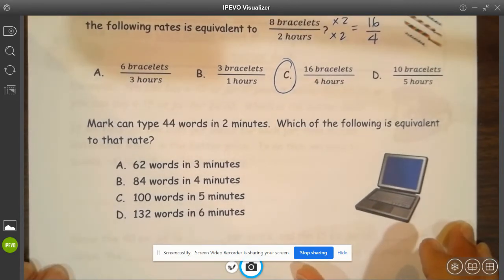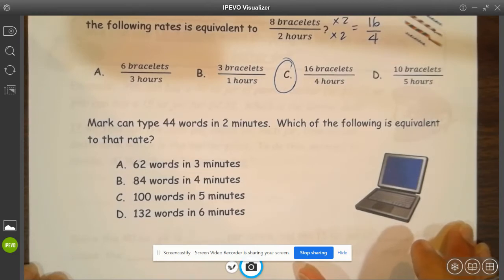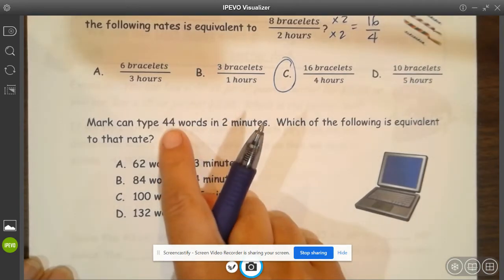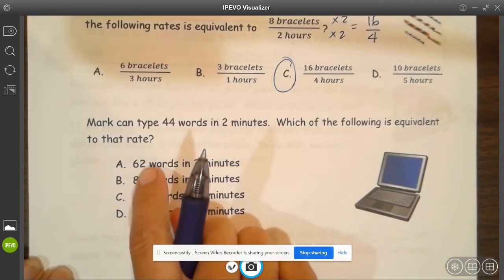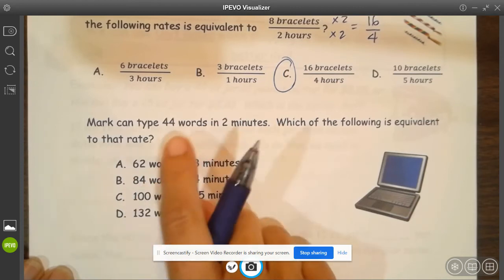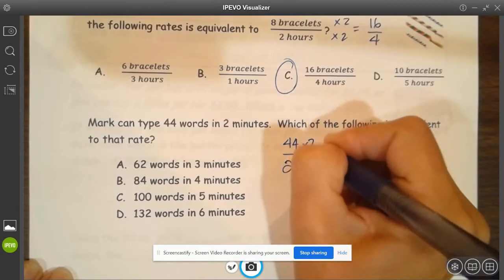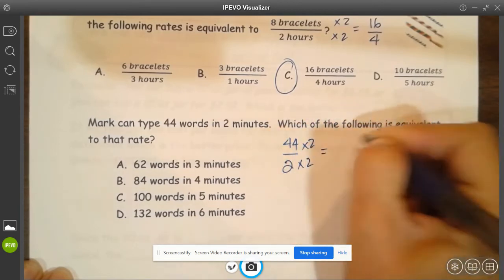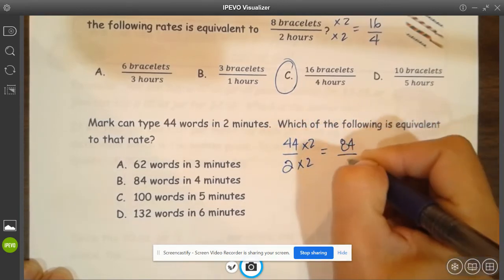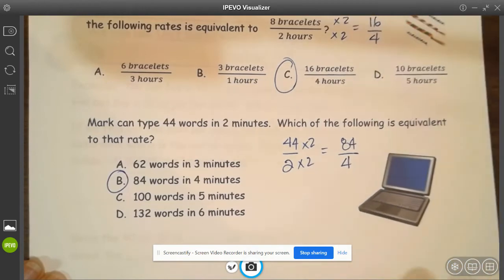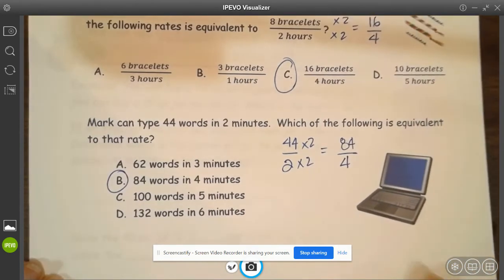So Mark can type 44 words in 2 minutes. Which of the following is equivalent to that rate? Okay, so if we multiply this, can we get this somehow? Nope. But we can get this one, right? Because 44/2, if we multiply by 2, top and bottom, we get 84/4, which is this one. Okay. All right, so this is finding equivalent rates.